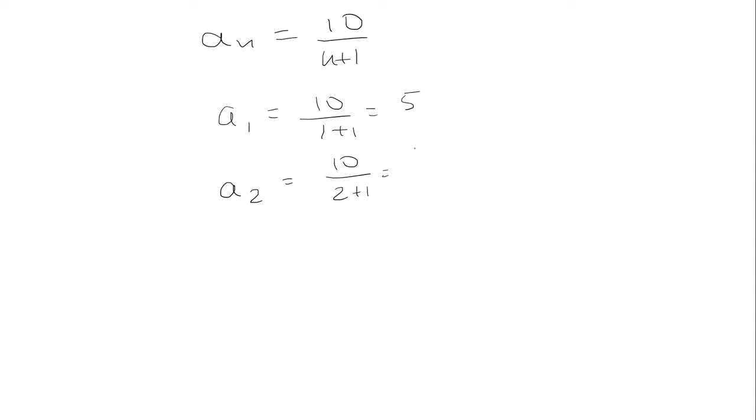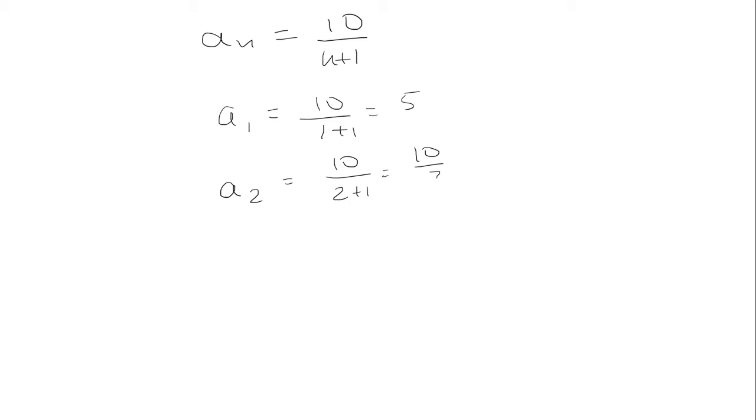Let a sub n be 10 over n plus 1. I want to graph the first 5 terms. So for a sub 1, we're going to have 10 over 1 plus 1, which is 5. A sub 2 will be 10 over 2 plus 1, which is 10 over 3. And we just continue this pattern.